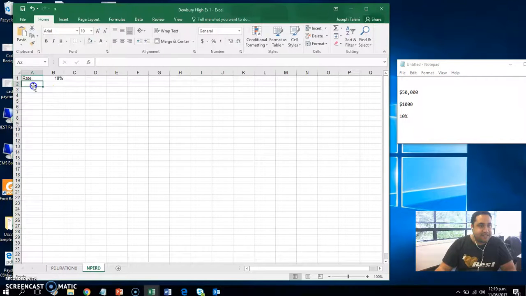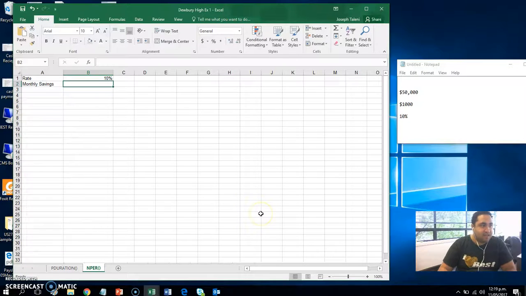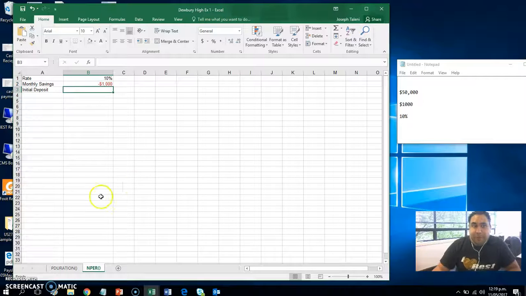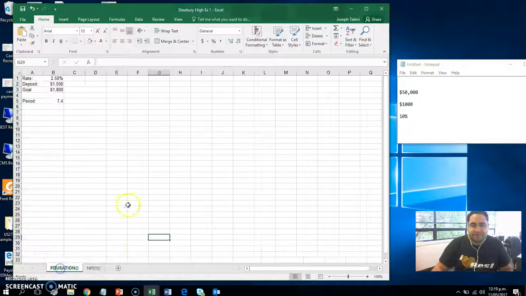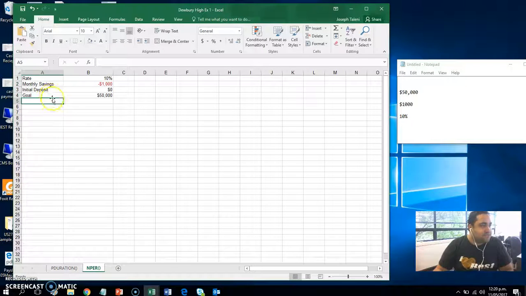So their rate will be 10%. Their monthly savings, for this one you would have to put it in as a negative, will be 1,000. Then the initial deposit. Normally you would put this in in case they put in a deposit initially. What's different between this type of saving and the previous one is that the previous one only had one payment put in and it just matured. This one is going to have constant money going into the savings account. So the initial deposit would be, let's say, $0. And their goal to get onto their holiday is $50,000.